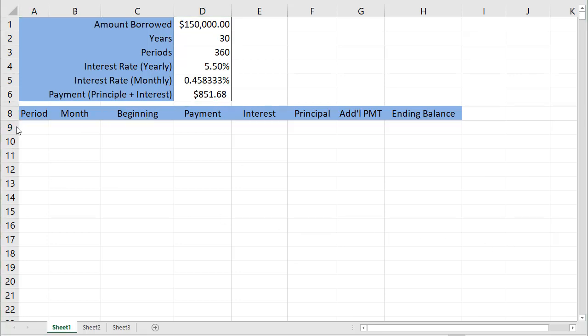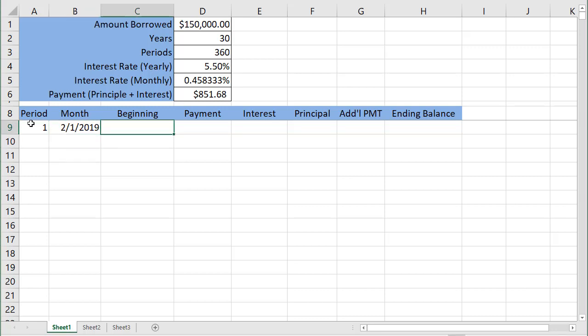Next, I can start by calculating that first month's payment, how much of it is principal, how much of it is interest, and how much principal loan amount am I going to have left after that first payment. So I'm going to call it period 1, and let's just say I make that first payment on February 1st of 2019.